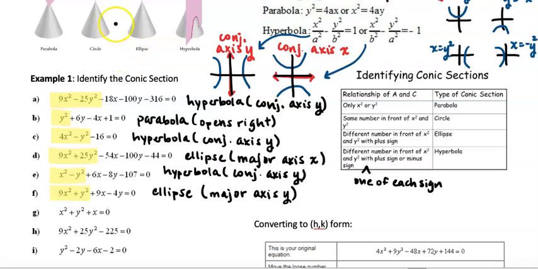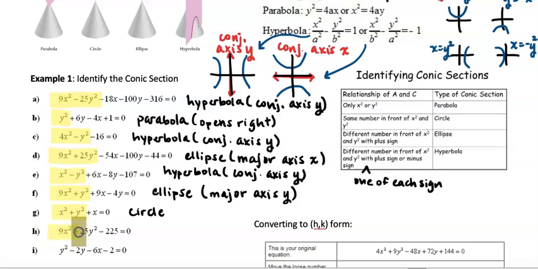Okay, 3 more. x squared plus y squared plus x is equal to 0. We've got a plus between them. We have the same coefficient for x and for y, and that brings us to a circle. And in a circle, there is no major axis, there is no kind of conjugate axis or anything like that, so we can just say this is a circle. That is plenty of information.